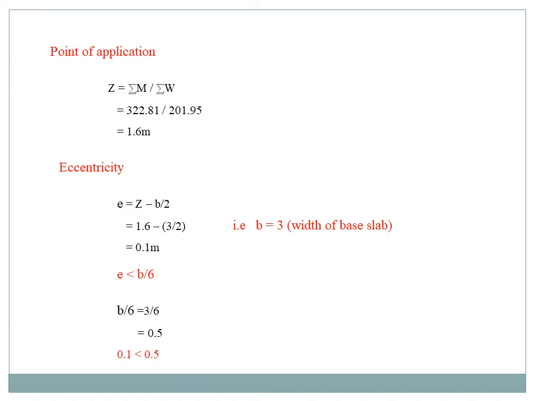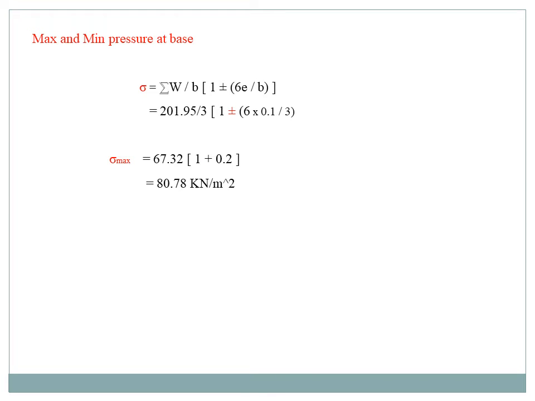So B is equal to 3 meter, so 3 by 6 is equal to 0.5 meter. So 0.5 is 0.1. So this is hence safe. Okay, the next, maximum and minimum pressure at base.